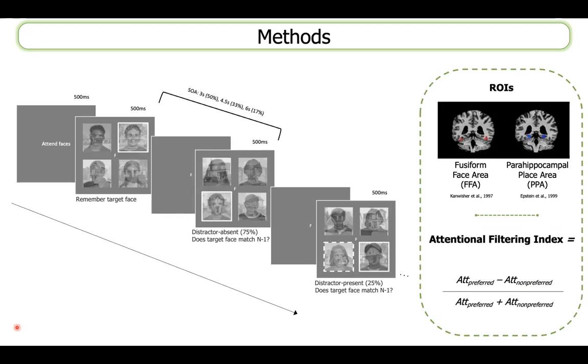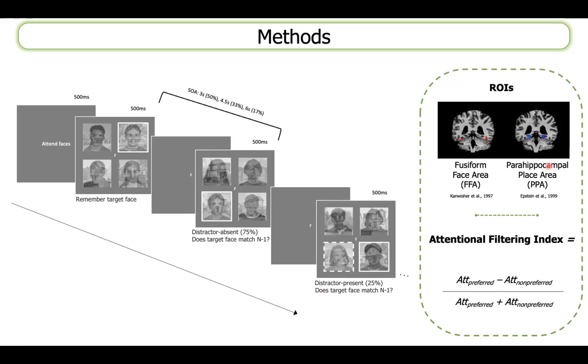We investigate this question with an fMRI task shown here on the left, where participants are presented with face-house hybrid images and are instructed to attend to either the faces or houses within a given block and respond based on whether the target stimulus repeats from the previous trial or not. Critically, on some trials, a distractor appeared briefly around one of the non-target locations. Our regions of interest include the fusiform face area, or the FFA, and the parahippocampal place area, or the PPA.